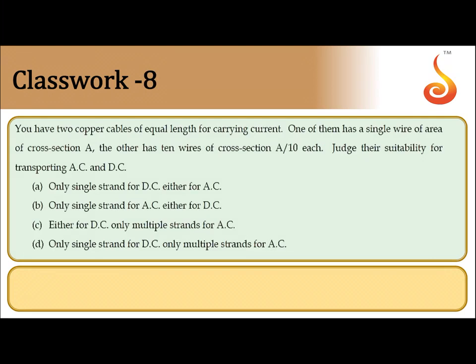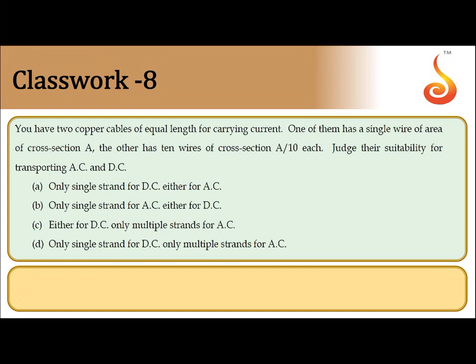Next, you have two copper cables of equal length for carrying current. One of them has a single wire of area of cross section A. The other has 10 wires of cross section A by 10 each. Judge their suitability for transporting AC and DC. Options are: only single strand for DC, either for AC; only single strand for AC, either for DC; either for DC, only multiple strands for AC; only single strand for DC, only multiple strands for AC.